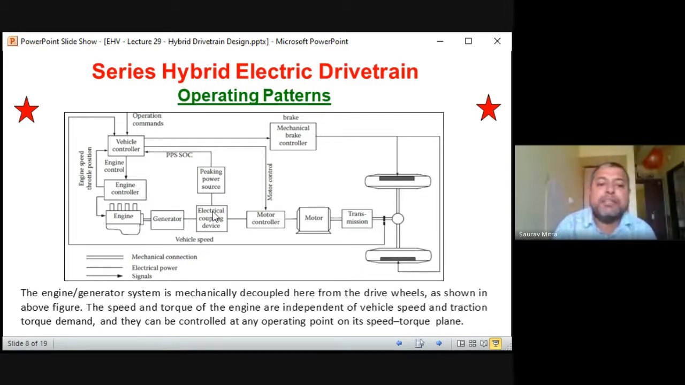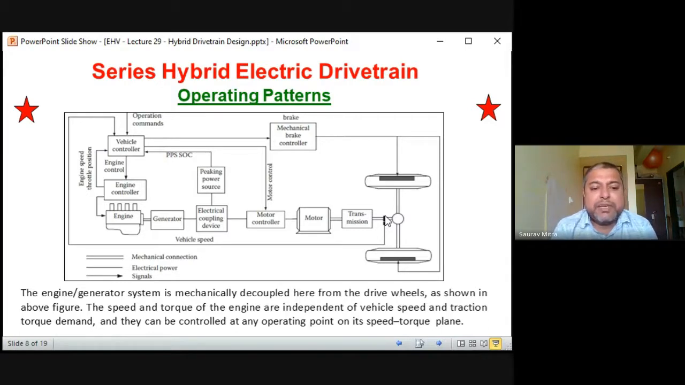So in case of electrical coupling, there will be a mechanical coupling. As in this case, after the engine there comes a generator. In case of parallel, we will find that after the peak power source there will come a motor. That will be the new addition. So the generator will be removed and the motor will be connected after the peak power source. Everything will be converted to mechanical power. The engine's mechanical power and the mechanical power of the motor will be coupled here by using a mechanical coupling device, and that will be given to the traction motor, and the traction motor will drive the vehicle. That is actually the parallel hybrid electric drivetrain.